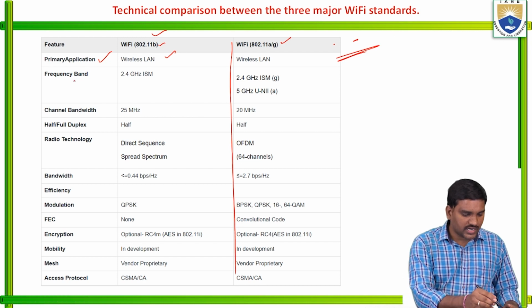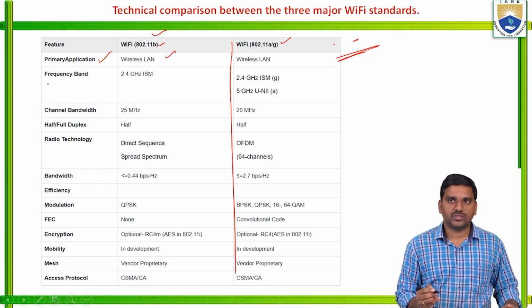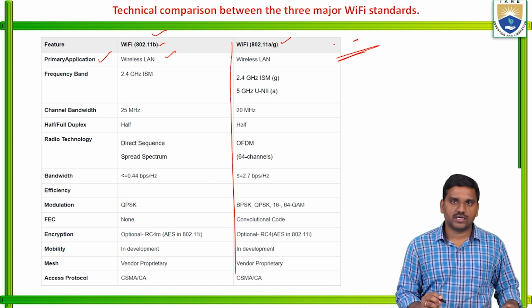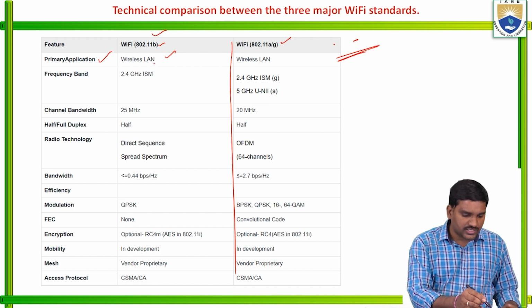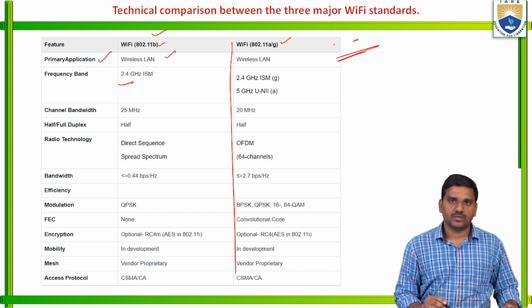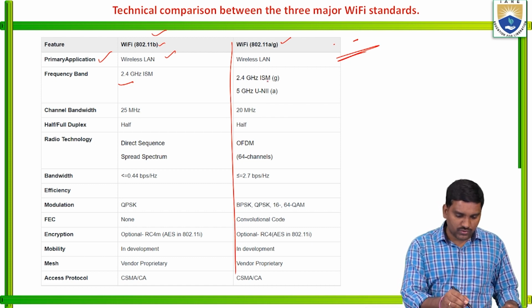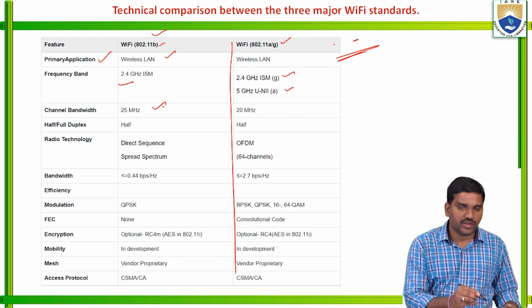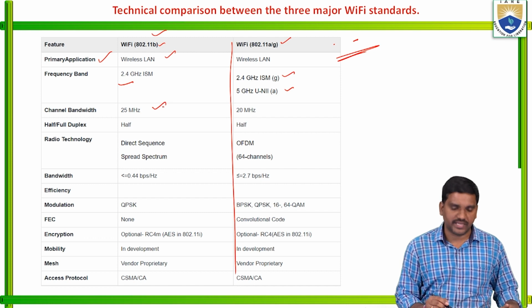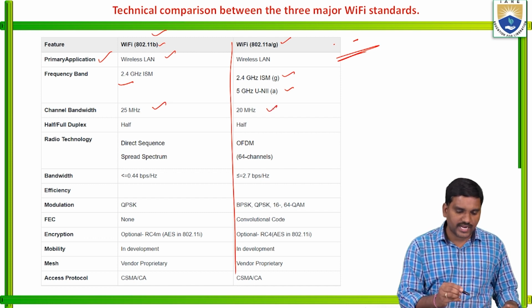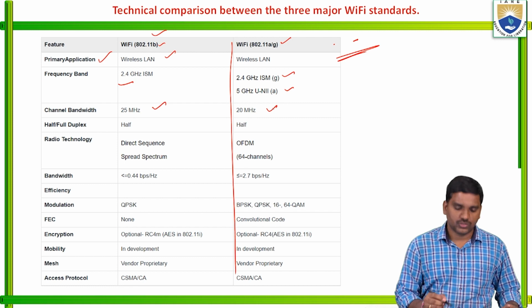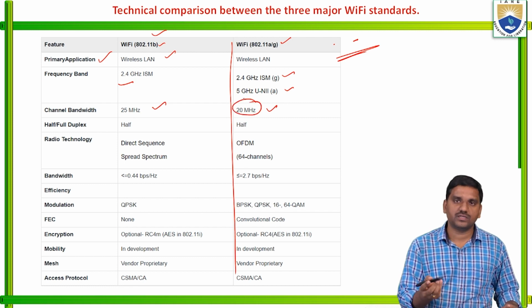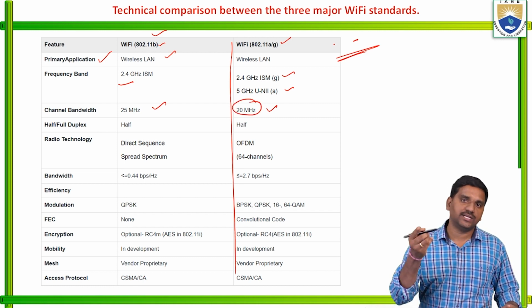Next, the second feature, frequency band. There is a difference in frequency band: 802.11b uses 2.4 GHz, g uses 2.4 GHz, and a uses 5 GHz. Next, channel bandwidth: 25 MHz for 802.11b, and 20 MHz for 802.11a or g. So it is almost similar for 802.11a and g.